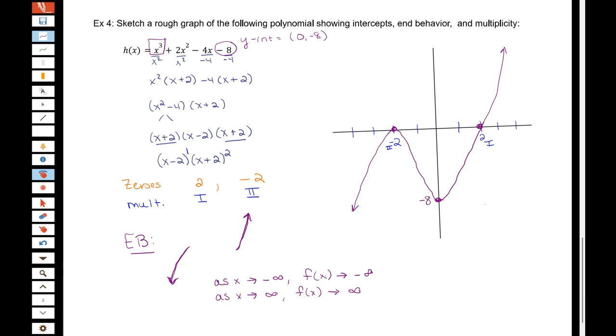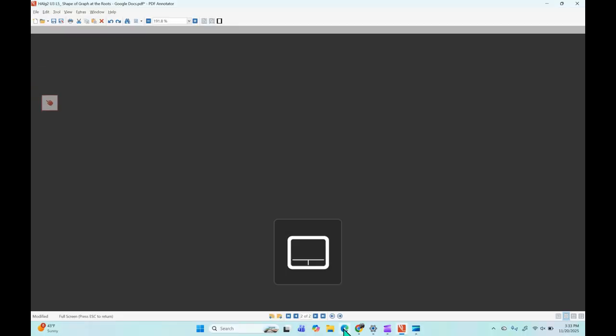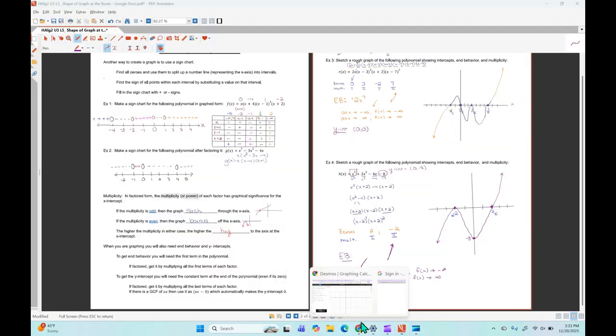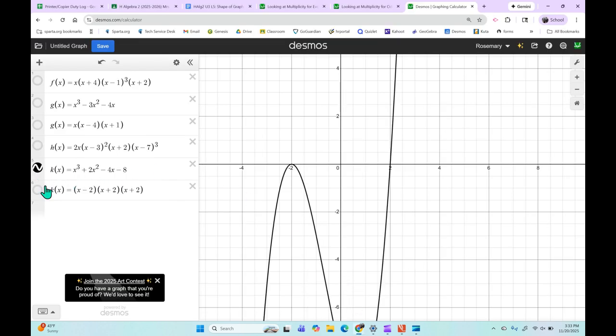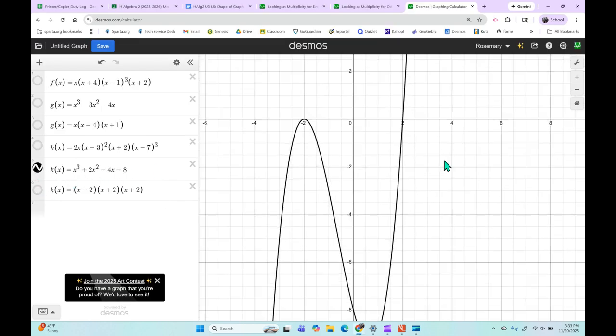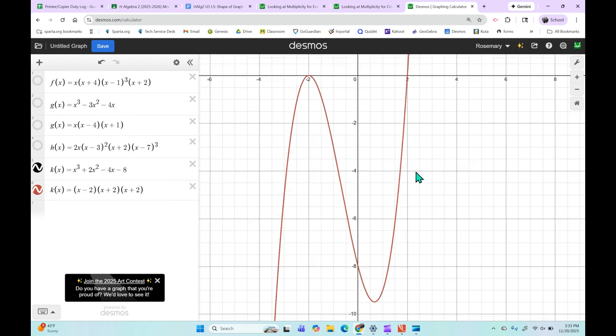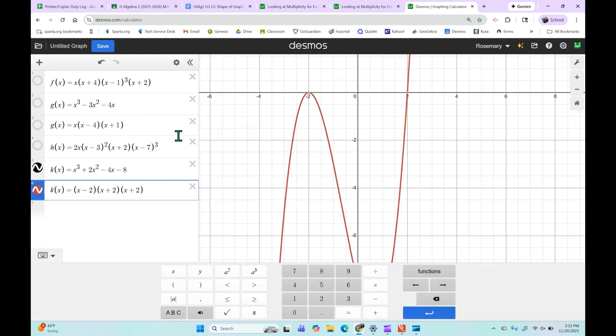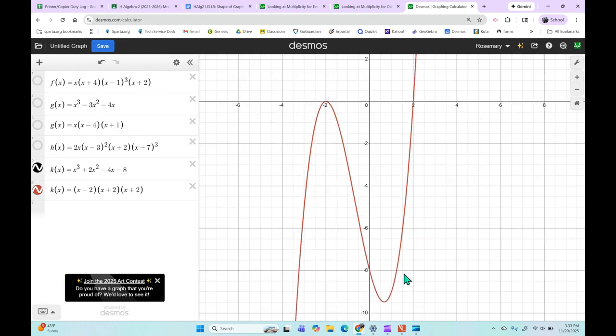So let's look at our Desmos graph of that one to see that it coordinates with what we're expecting to see. Yep, there she is. Factored and unfactored form, confirming our factoring was correct. A bounce at -2 going down to the left, y-intercept at -8 and going up to the right.